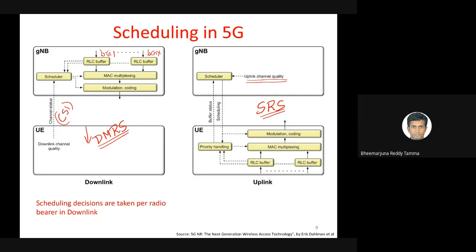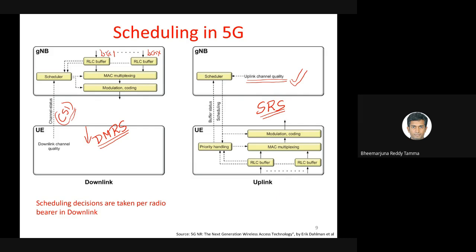scheduling. So I was mentioning SRS being used to estimate the channel quality in uplink, where it is not the user equipment which is estimating the channel quality. In this case, the base station itself is estimating the channel quality because SRS is transmitted by the user equipment. That way, channel quality information is readily available. No need of sending them as part of the CSI reports to the base station.